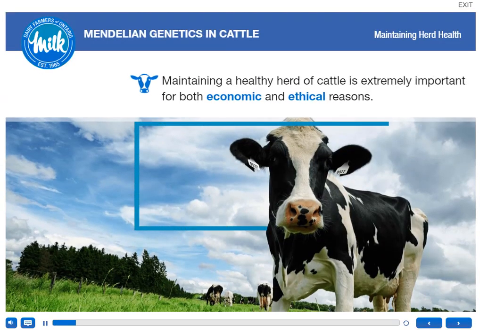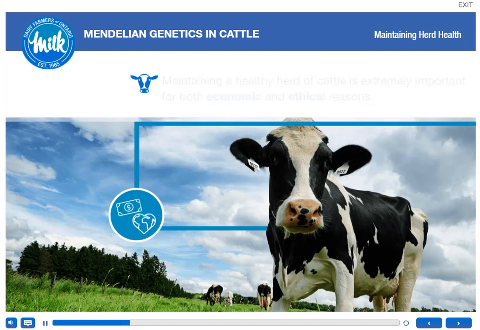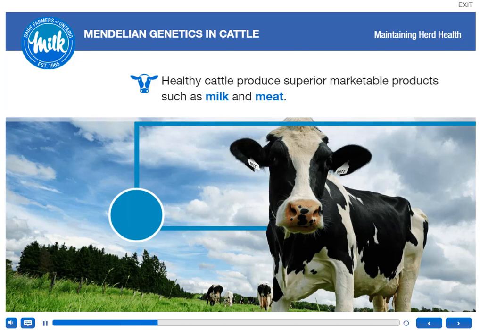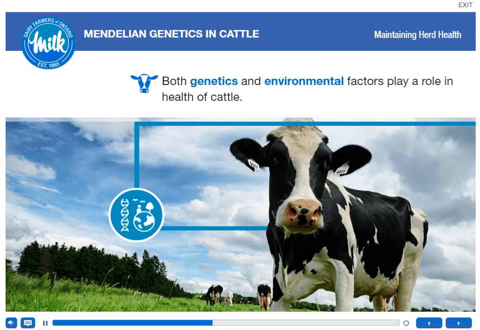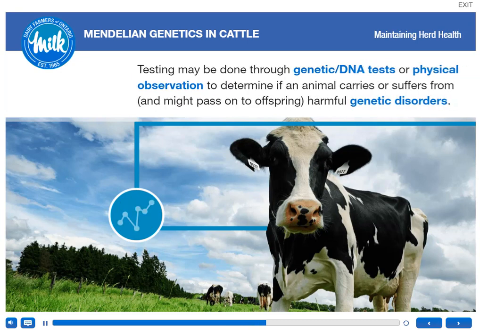Maintaining a healthy herd of cattle is extremely important for both economic and ethical reasons. Healthy cattle produce superior marketable products, such as milk and meat. Both genetics and environmental factors play a role in the health of cattle. Testing may be done through genetic DNA tests or physical observation to determine if an animal carries or suffers from, and might pass on to offspring, harmful genetic disorders.